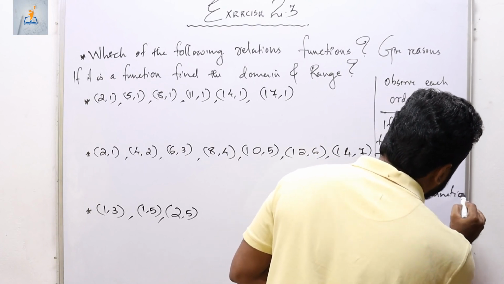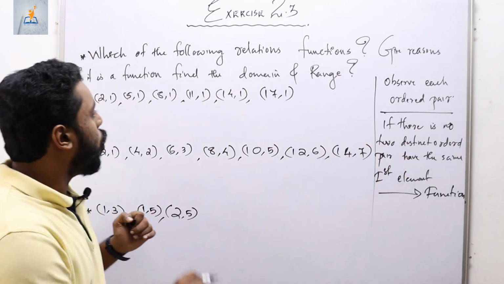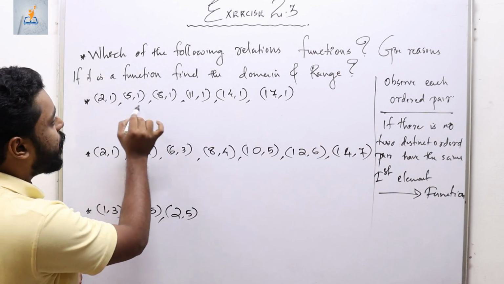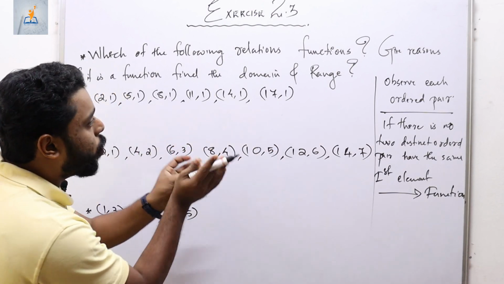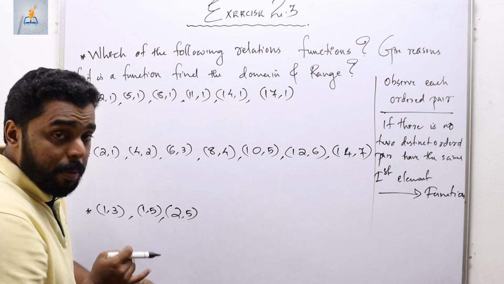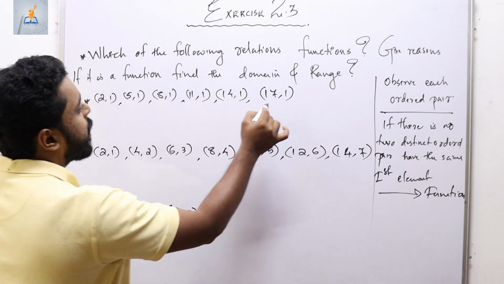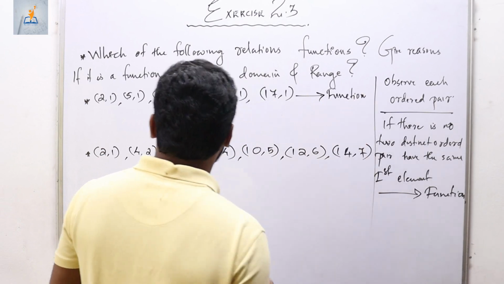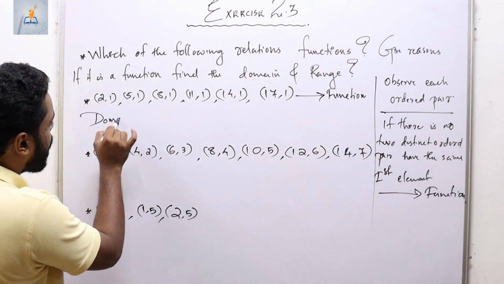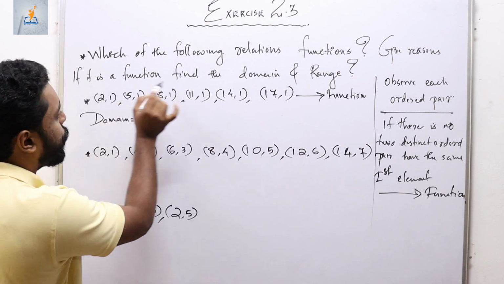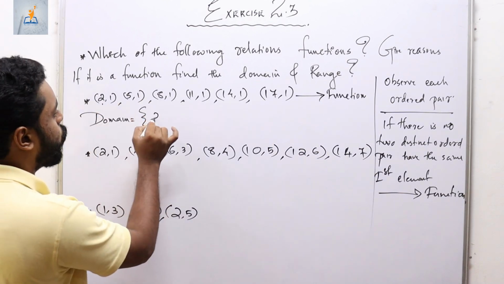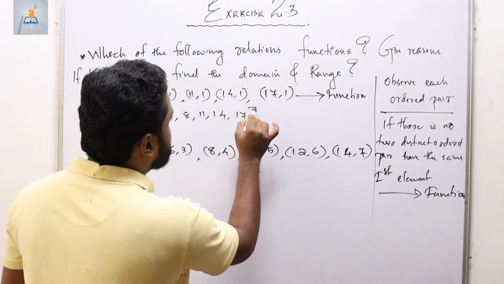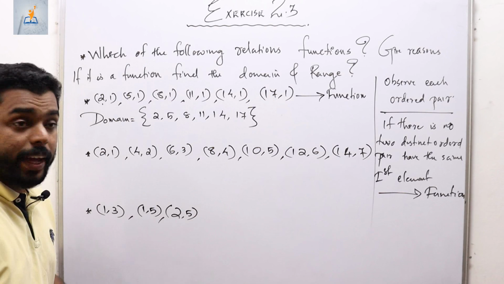We know how to check whether it is a function or not. So if no two ordered pairs have the same first element, then it will definitely be a function. So we can observe that there are no two distinct ordered pairs having the same first element, isn't it? So definitely this is a function. Therefore, domain, we know that domain is the set of all first elements in the relation. So 2, 5, 8, 11, 14, 17 is the required domain.